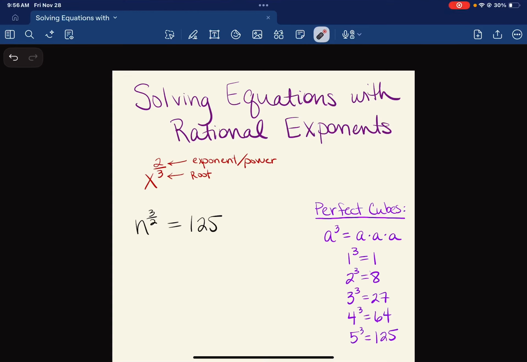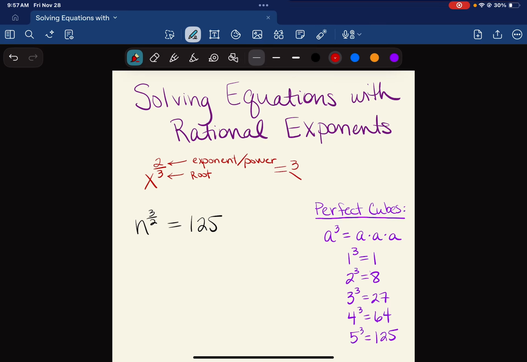All right, solving equations with rational exponents. A rational exponent is just an exponent that is a ratio or a fraction. So for example, if I have x to the 2/3 power, this numerator is our exponent or our power, and the denominator represents our root. So you could rewrite this as the cube root of x squared.